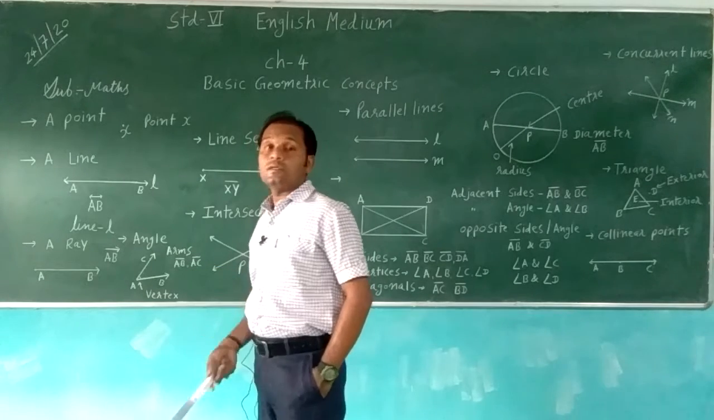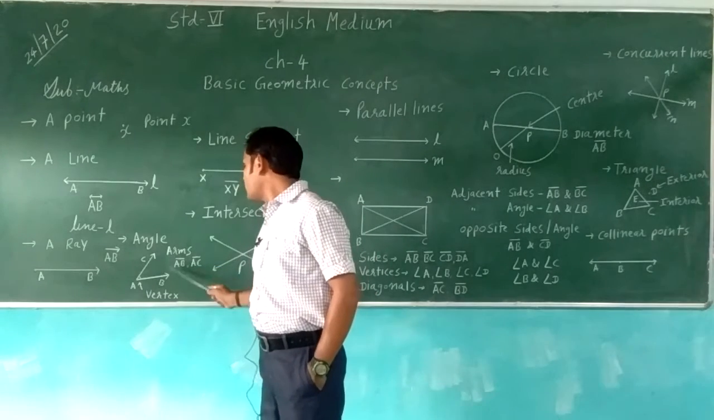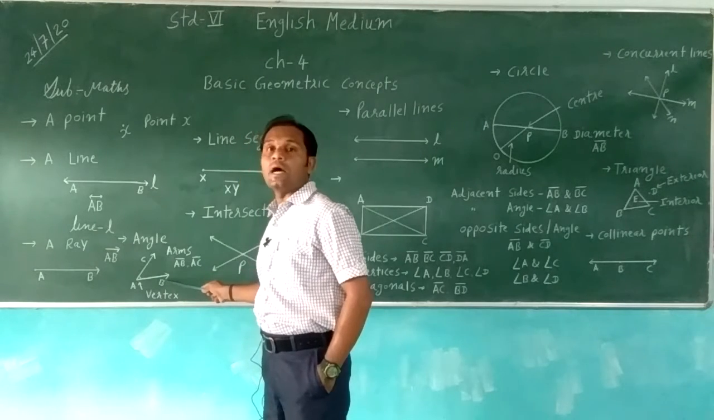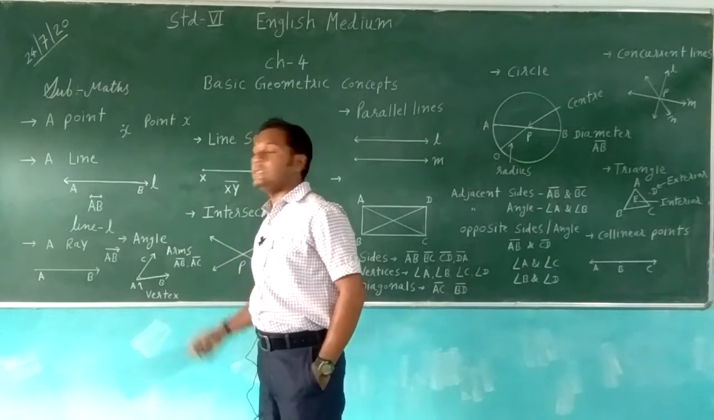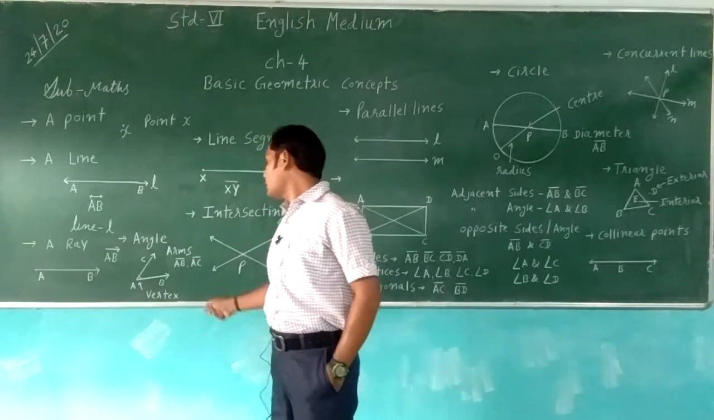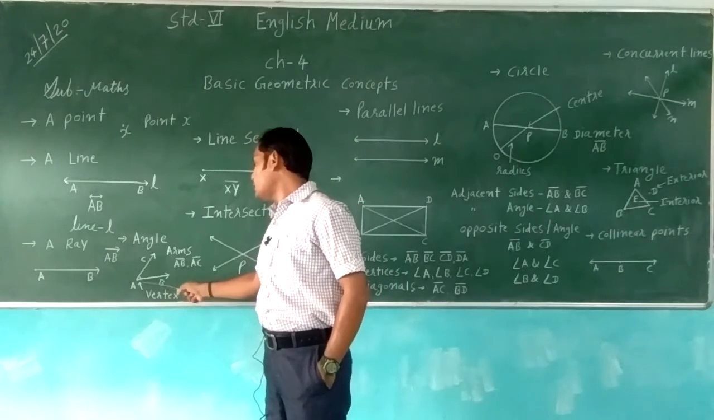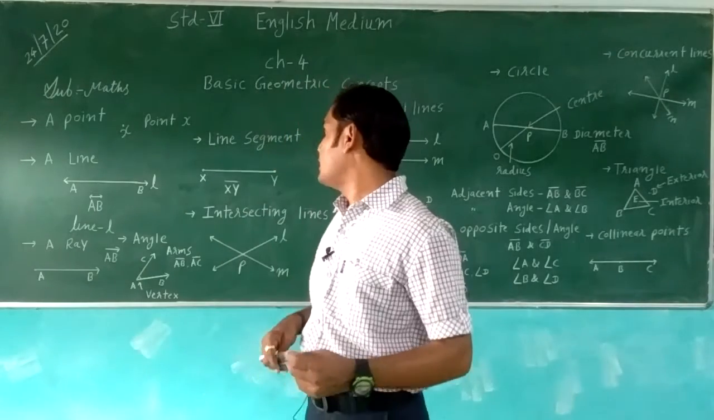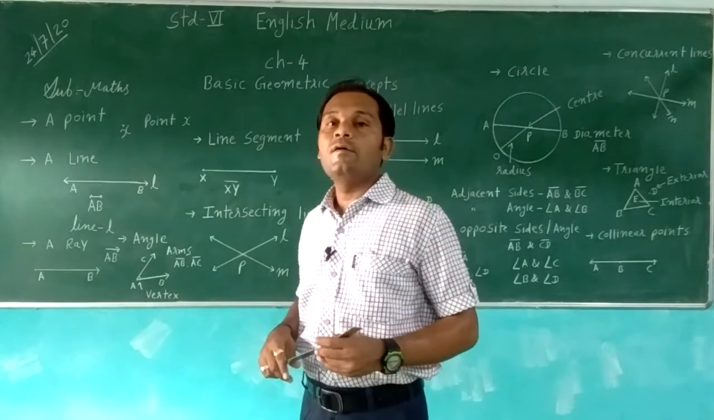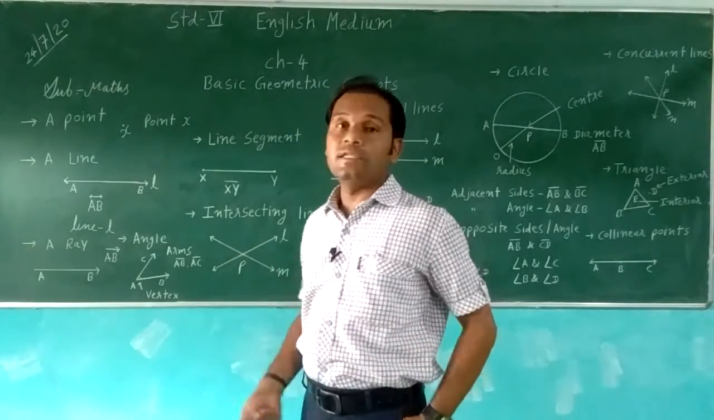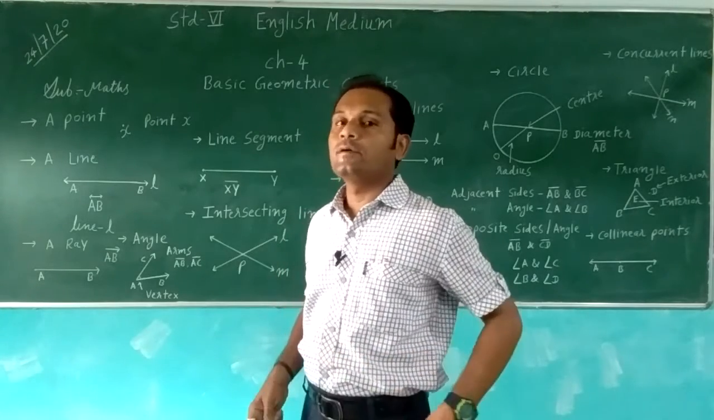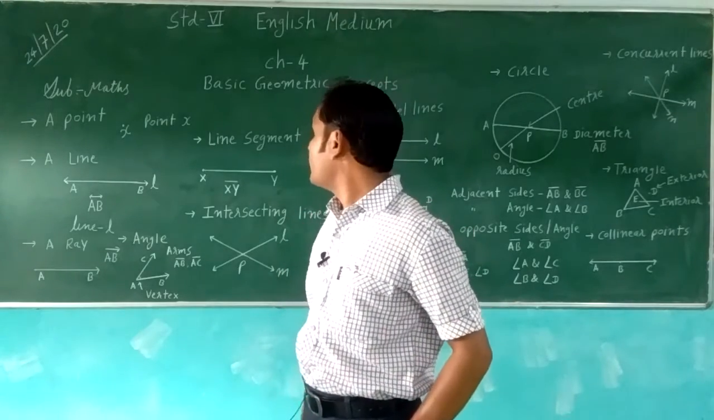So an angle has two arms. This A and B is called an arm. A and C is also called an arm. And this A is called the vertex of the angle. So an angle has two arms and a vertex. An angle is formed when two rays meet or intersect at one point.